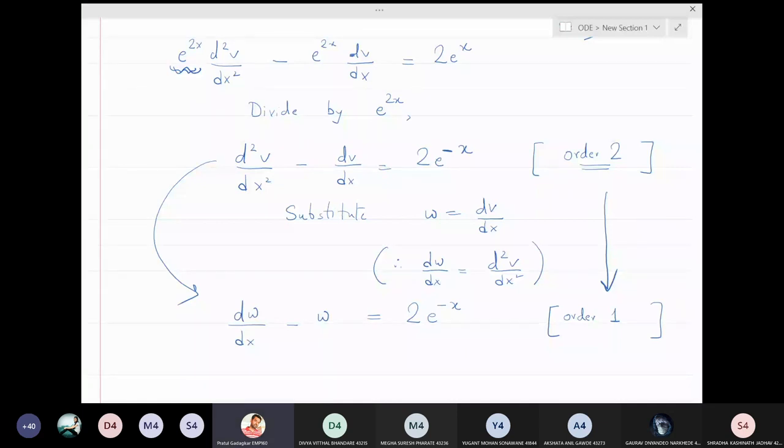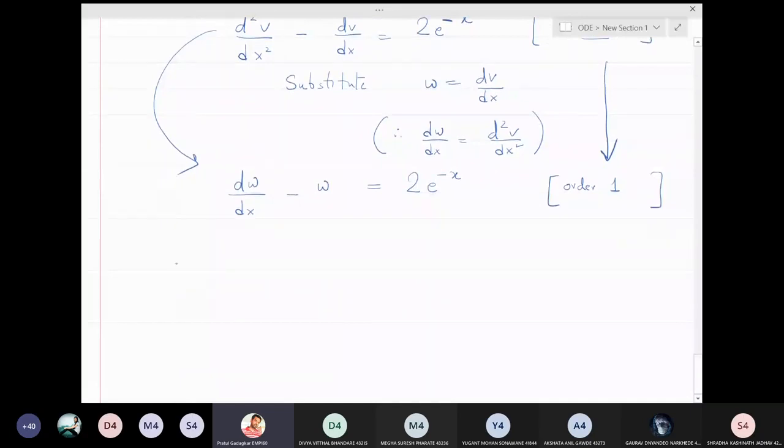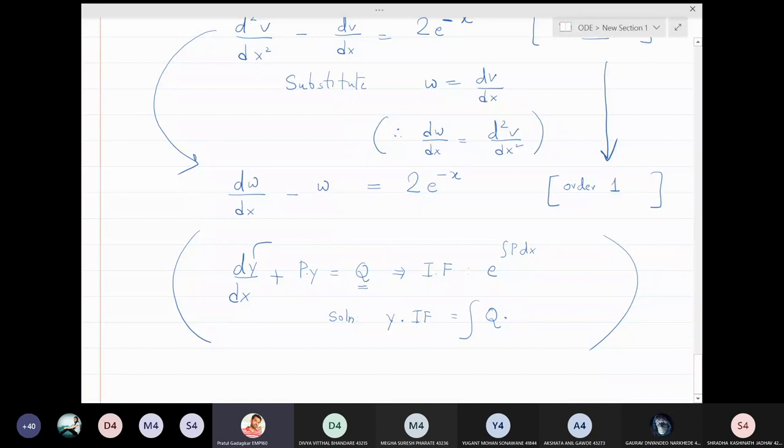Now this is which type of differential equation? This is a linear differential equation. Everybody knows what is a linear differential equation. It is of the form dy by dx plus py equal to q. And what is the integrating factor for this particular differential equation? It is e raised to integration p dx. And therefore, what is the solution? How do you write the solution? You write it as y into integrating factor is equal to integration of right hand side q multiplied by the integrating factor dx plus constant.